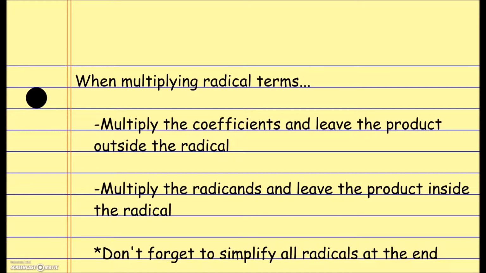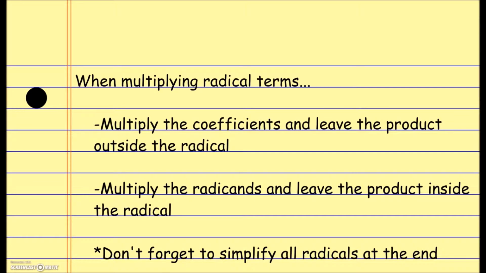In terms of multiplication, if I want to multiply radical terms, I basically follow the same rules I do with variables. When I'm dealing with variables and I multiply the numbers out front, I multiply the coefficients, and then I multiply the variable portions together and deal with the exponents. Well, here it's going to be the same thing.